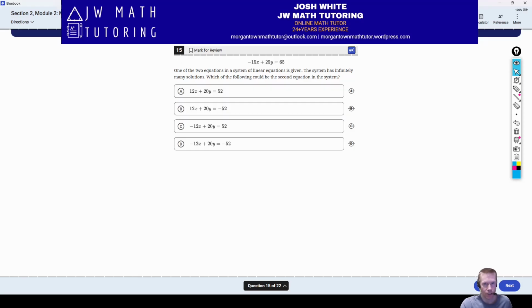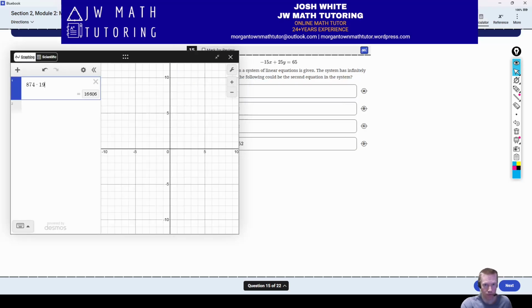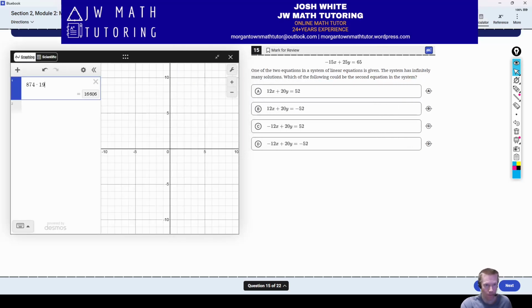All right, next question. Here you have an equation of a line, and they tell you that the system has infinitely many solutions. What could be the second equation? So there's a couple different ways you could do this. You could technically look at multipliers between the x term and y term and number term. So if you wanted to do that, I'll just mention that real quickly. I'm actually going to use Desmos for it.